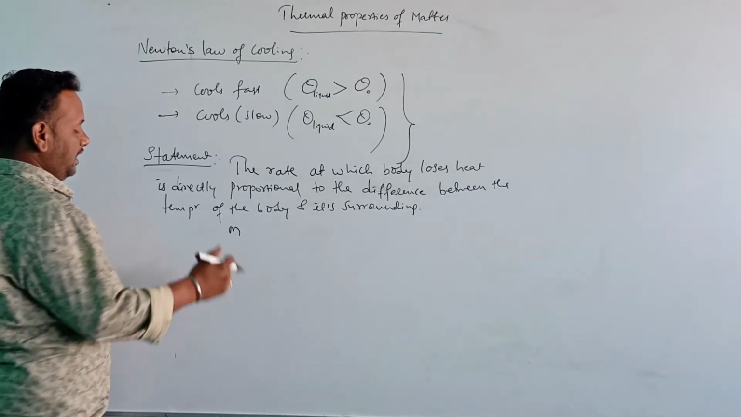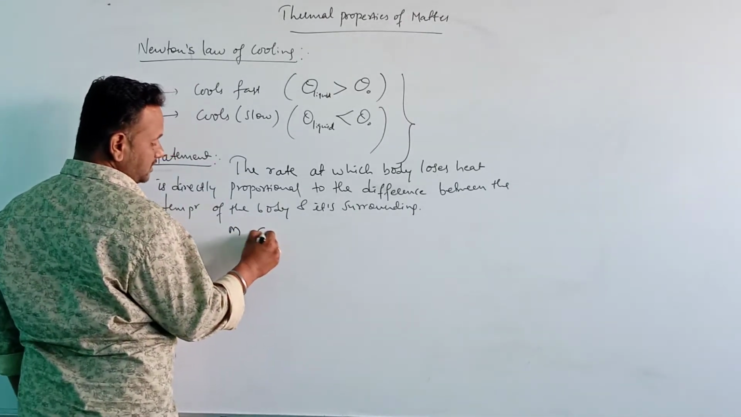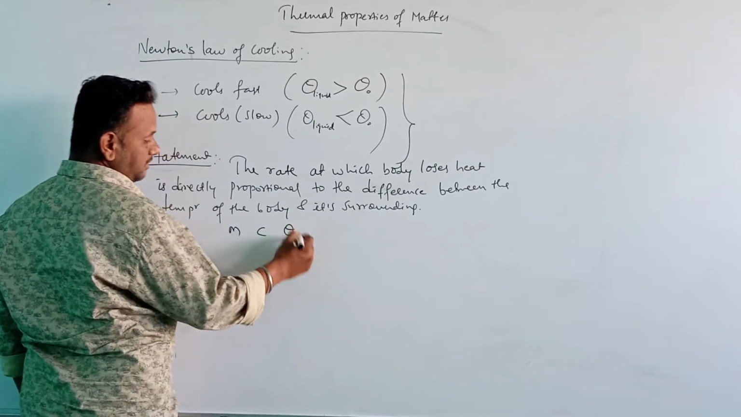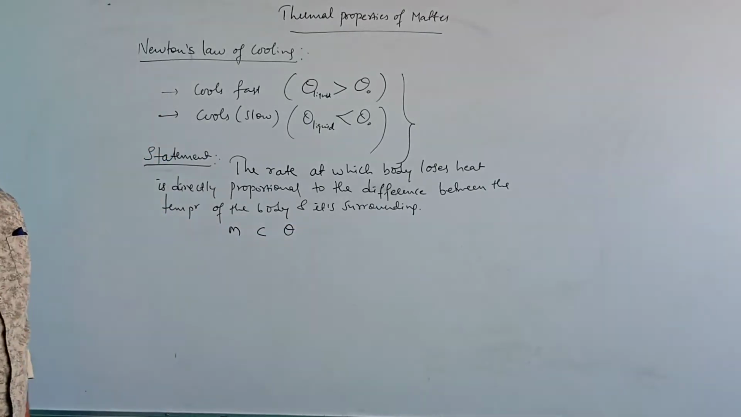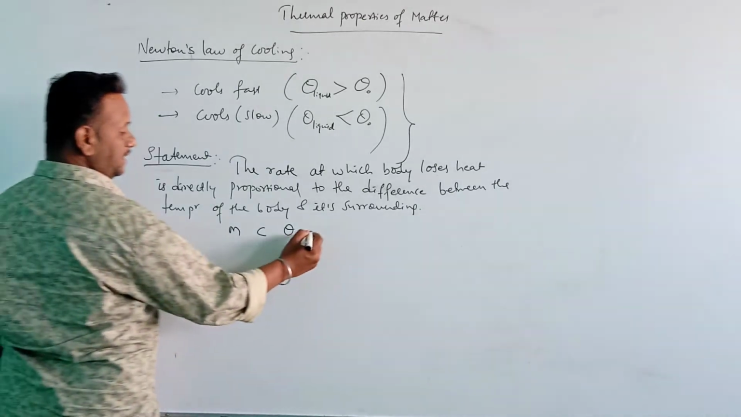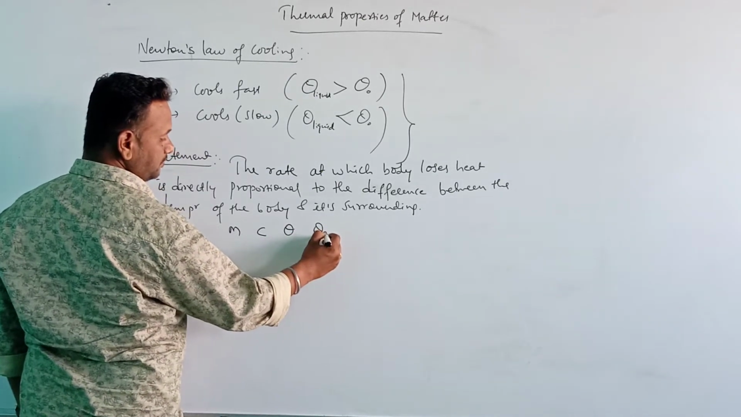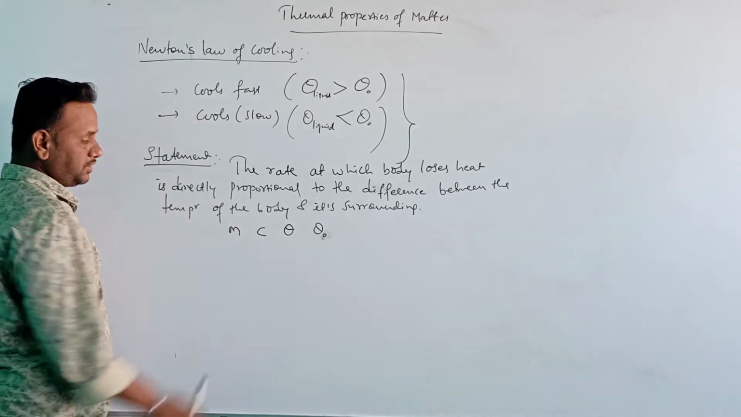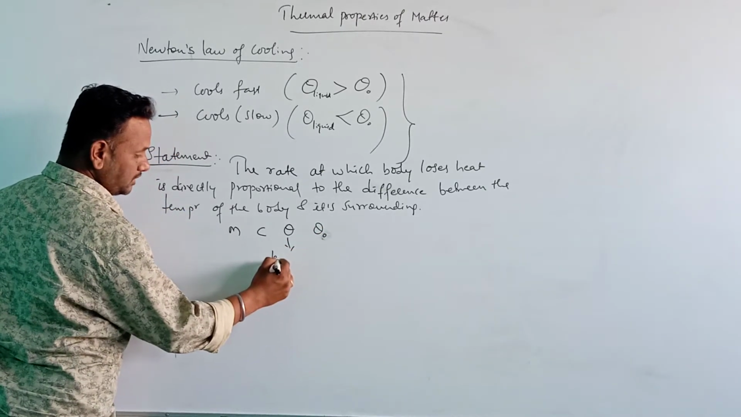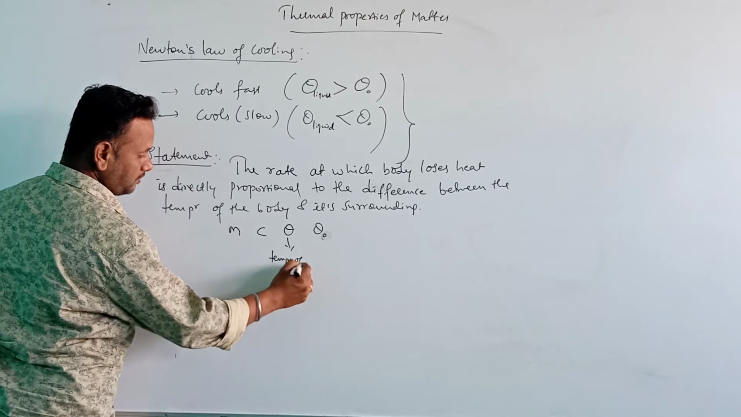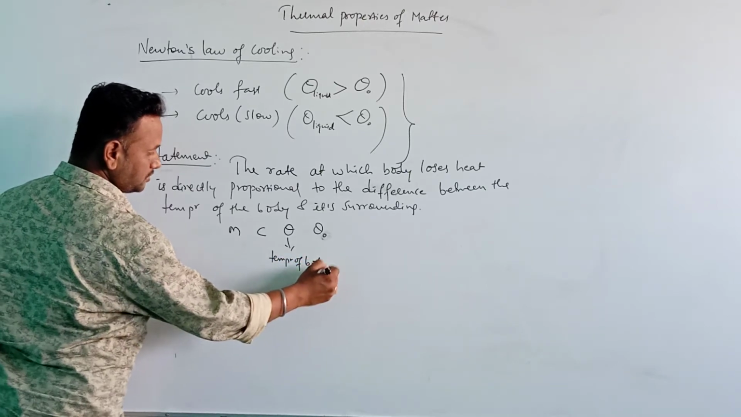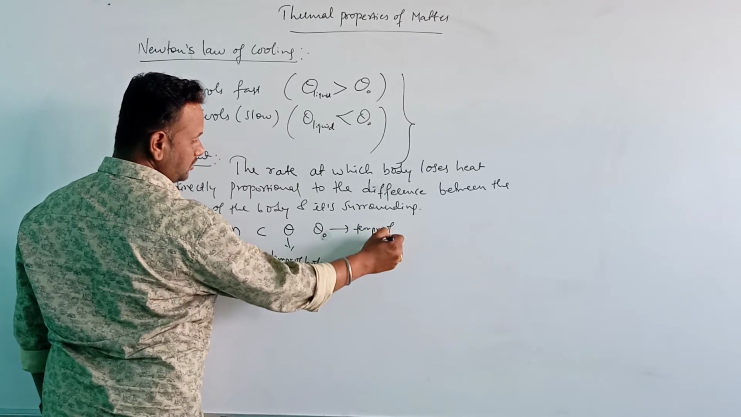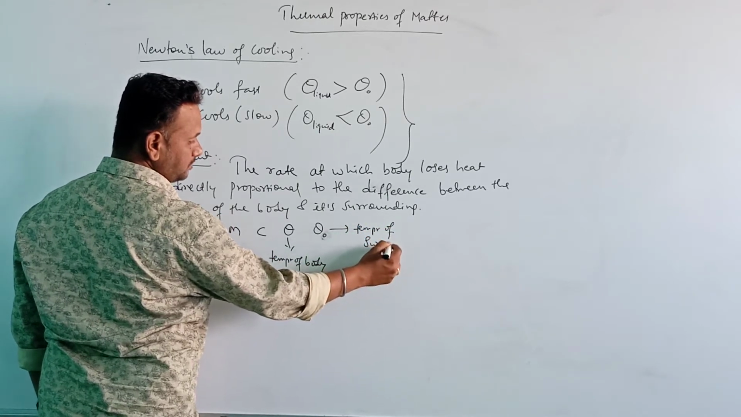Its specific heat capacity is C and its temperature is theta. Theta naught is the surrounding temperature. This is the temperature of the body and this is the temperature of the surrounding.